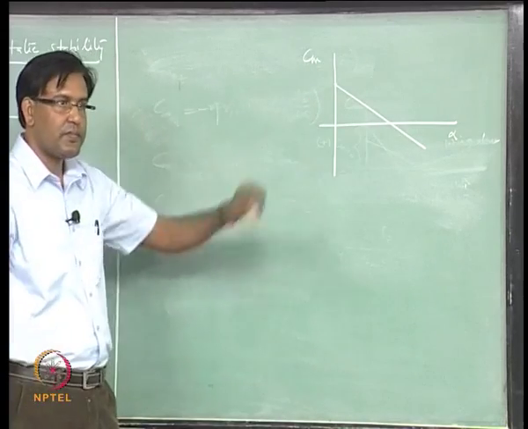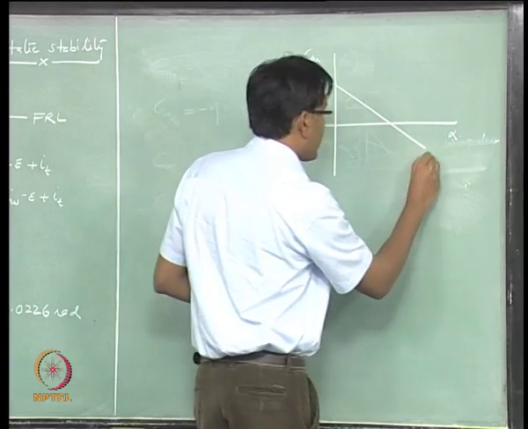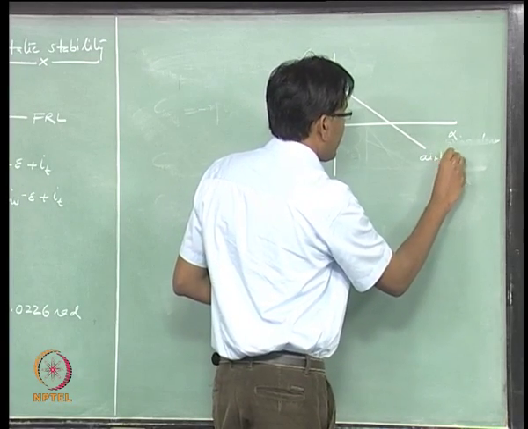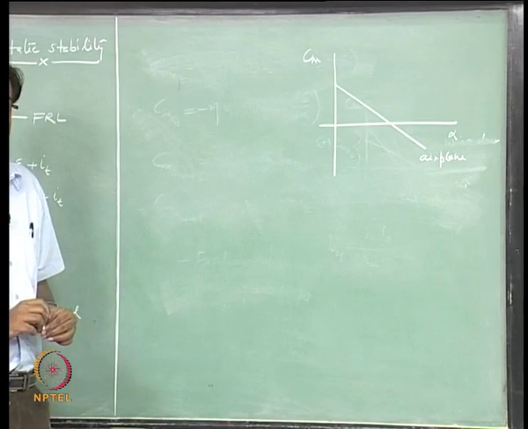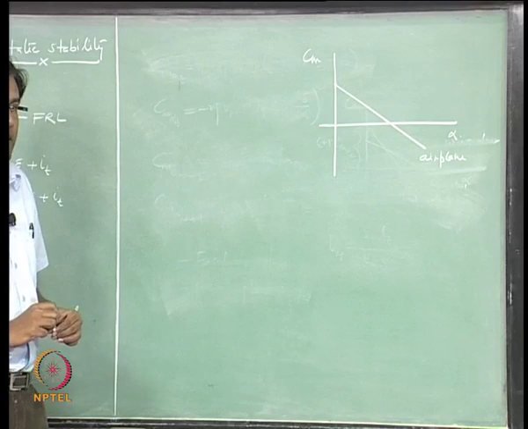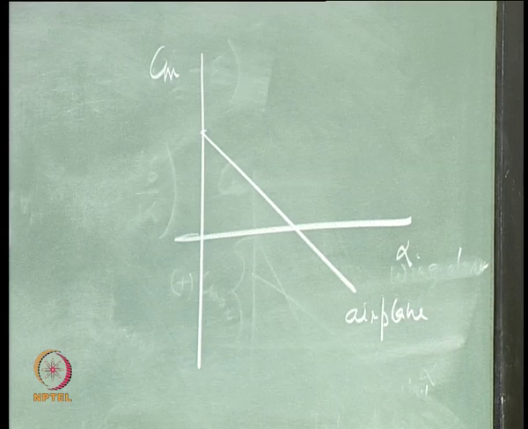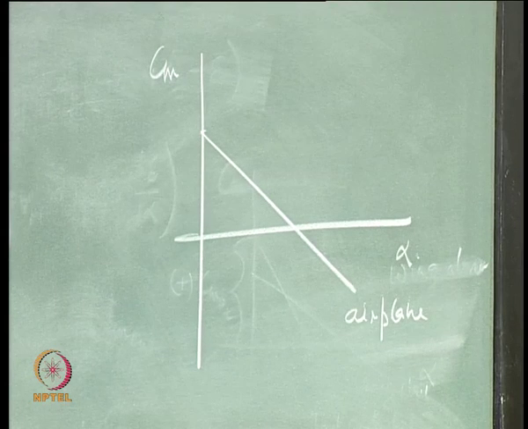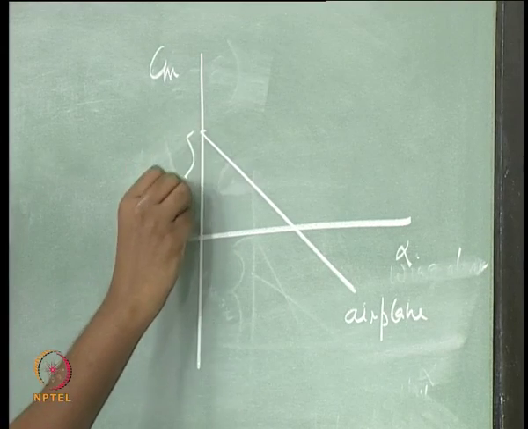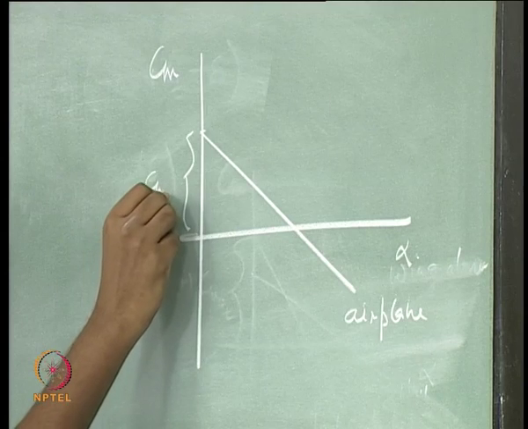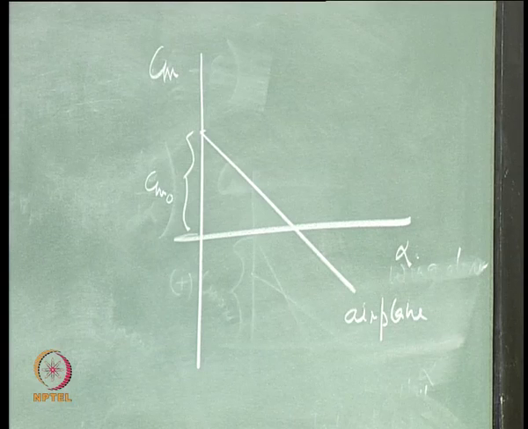Let us say this is the Cm versus alpha curve for your airplane. Right. Will this curve depend upon something? How will the slope change?